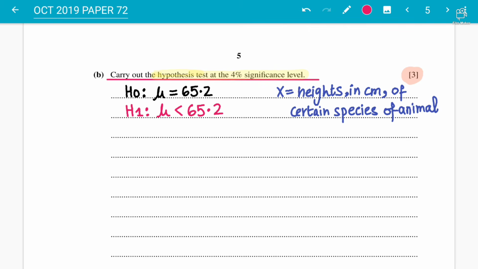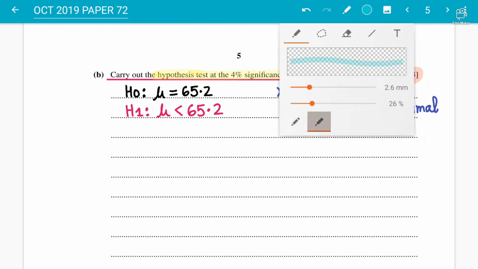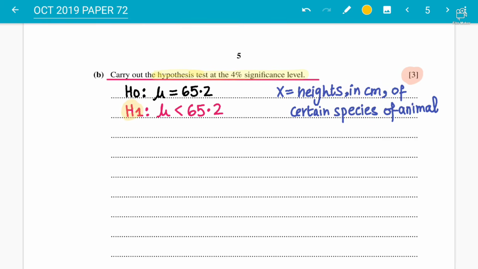That is what the understanding should be: the null hypothesis is that the mean is 65.2, and the alternative hypothesis should be that the mean is less than 65.2. This is step number 1 always.